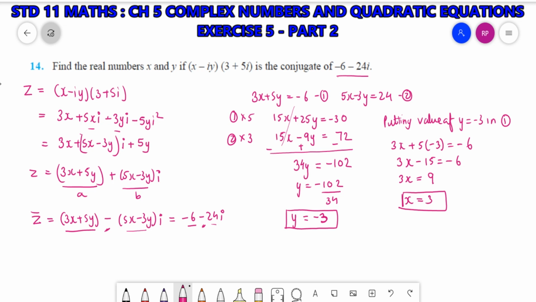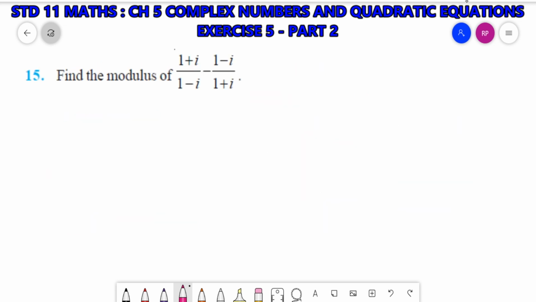So let's move to the next, that is question number 15. Find the modulus of (1 + i)/(1 − i) − (1 − i)/(1 + i). So let's take this complex number as z = (1 + i)/(1 − i) − (1 − i)/(1 + i). Let's take the LCM and add it. The denominator is (1 − i)(1 + i).